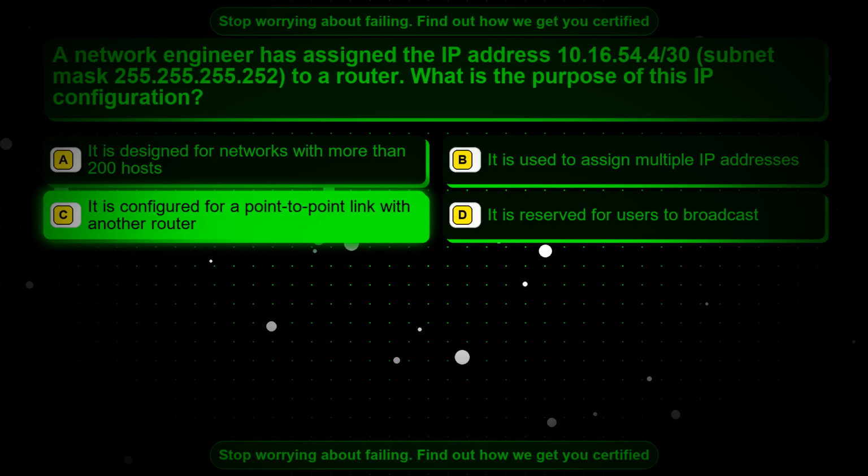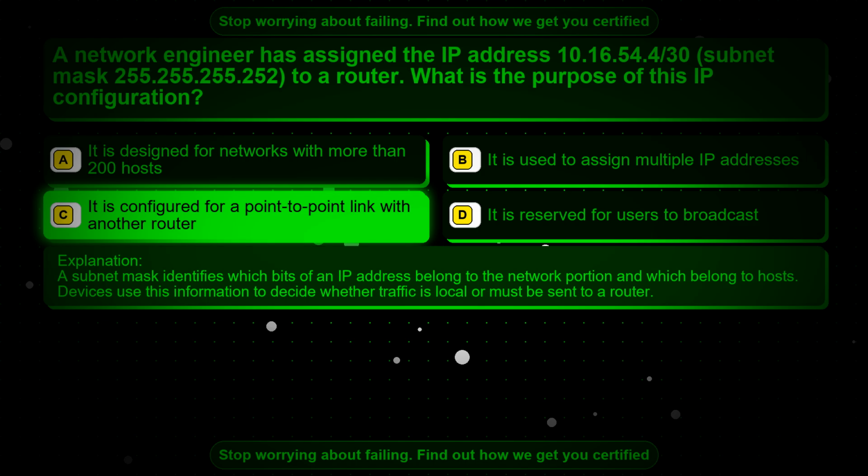The correct answer is option C. It is configured for a point-to-point link with another router. A subnet mask identifies which bits of an IP address belong to the network portion and which belong to hosts. Devices use this information to decide whether traffic is local or must be sent to a router.